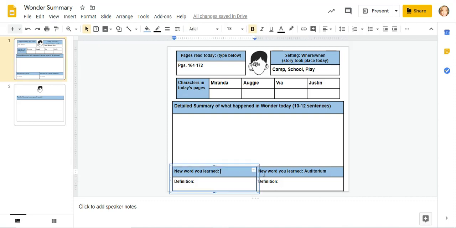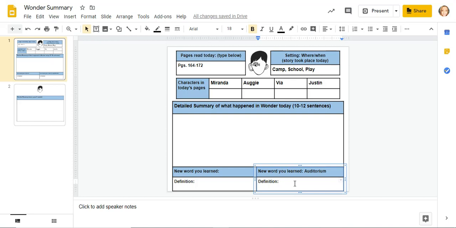Okay, these bottom 2 boxes, the last section of our Wonder Summary document, are going to be any new words that you've learned. You have to have at least 2. So you see, I've already typed in the word auditorium. Then I'm going to either Google it, or look it up in Webster's Dictionary.com or somewhere else. I'm going to find the definition online and post it in there.